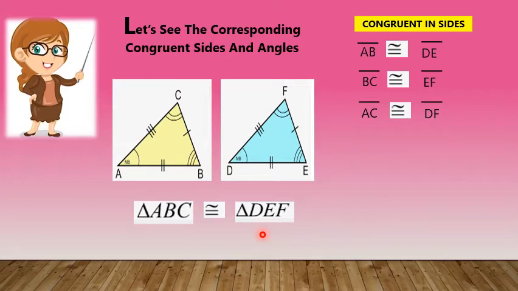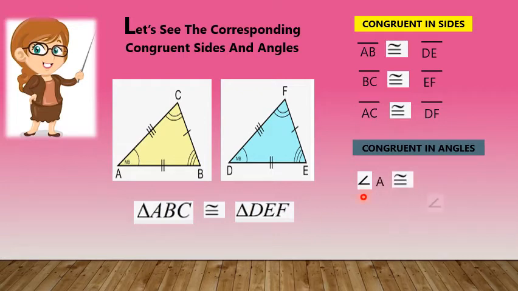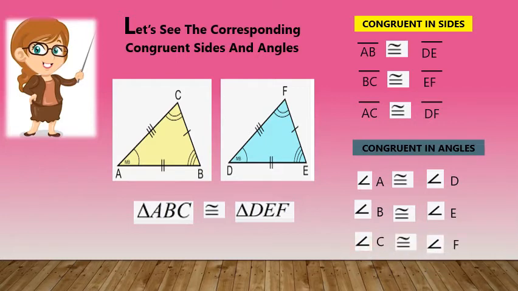Now let's go on to the congruent angles. This is the symbol of angle. Angle A is congruent to angle D. So this is angle A and this is angle D. Okay, let's go on. Angle B is congruent to angle E, and angle C is congruent to angle F. So now this is clear: we have the congruent sides and we have the congruent angles. Let's go to the next slide.